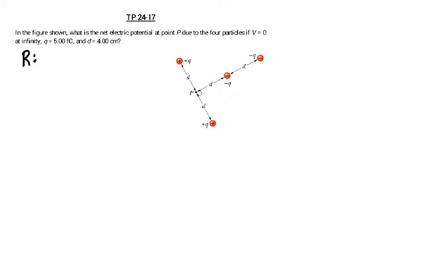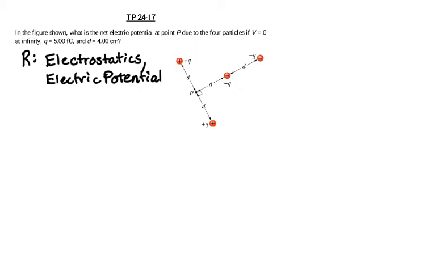All right, so for our read step, as we go through this, we see that we have an arrangement of charged particles. So that should tell us right off the bat that we have an electrostatics problem. Also, we have our overall task for the problem, which we'll write down a little bit later, but it mentions the net electric potential. Well, that's pretty easy, so we have electric potential as well. Notice that it doesn't say electric potential energy, it just says electric potential, and that is abbreviated by the uppercase letter V.